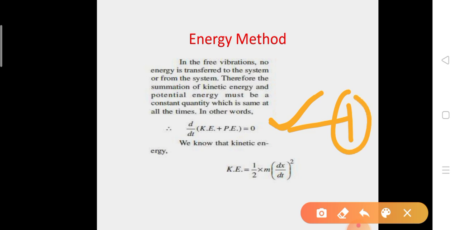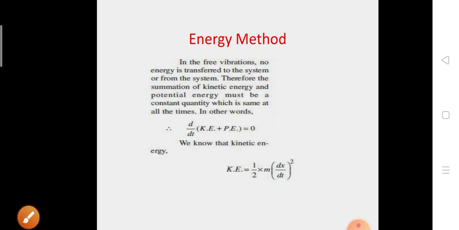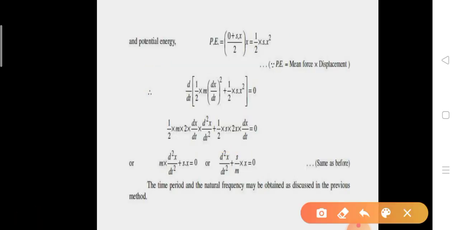Now you just try to find out the value of kinetic energy and potential energy. What is the value of kinetic energy? Kinetic energy is equal to 1 by 2 mass into velocity square. Keep 1 by 2 as it is, m as it is, and put the value of velocity equal to dx by dt. So your final equation will be K is equal to 1 by 2 into m into (dx by dt) square.